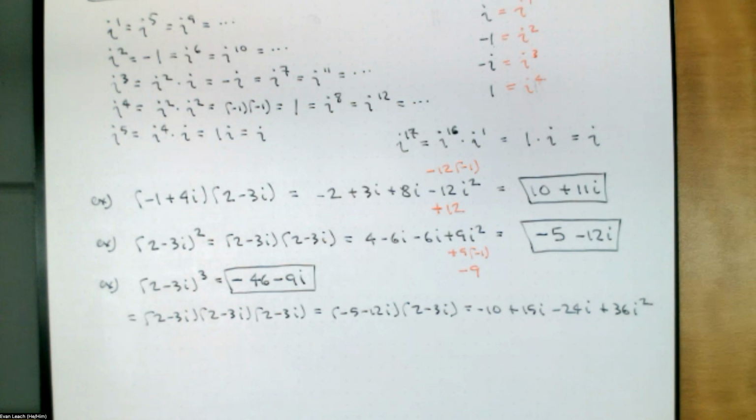Any questions? So we treat complex numbers just like polynomials, but we don't need all the powers of I. Anytime we have a power of I, we get out plus or minus 1 or plus or minus I.